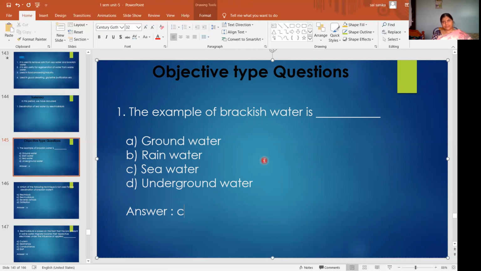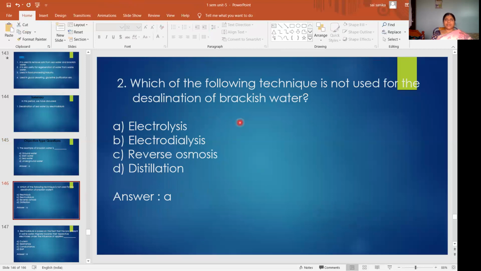Okay. The next question: which of the following techniques is not used for the desalination of brackish water? Here some techniques are given. Among these techniques, which is not used for the desalination of brackish water? Okay, electrolysis. It is not used.